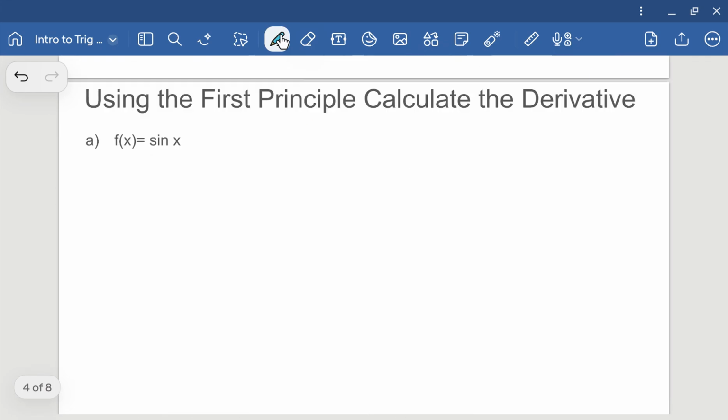What we're going to look at is using the first principle to calculate the derivatives. Once we calculate them, then you have them memorized. And if you ever forget, you just do this and you'll get it again.